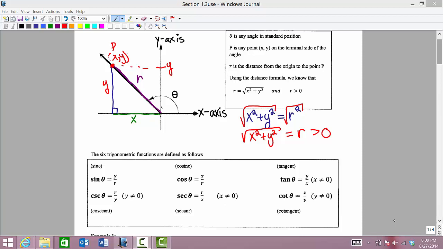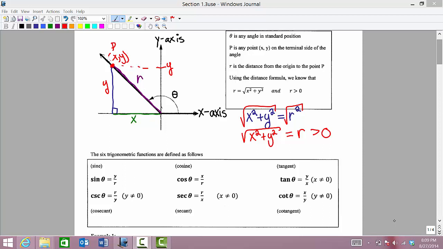So we want to make sure that y is never 0 for this particular function. Cosine is abbreviated COS. Cosine of the angle theta is defined as x divided by r. Secant is the reciprocal of cosine. Secant is abbreviated SEC. Secant of theta is equal to r divided by x. We want to make sure that x is never 0. Tangent, we abbreviate that TAN. Tangent of the angle theta is equal to y divided by x. We want to make sure that we never allow x to be 0.